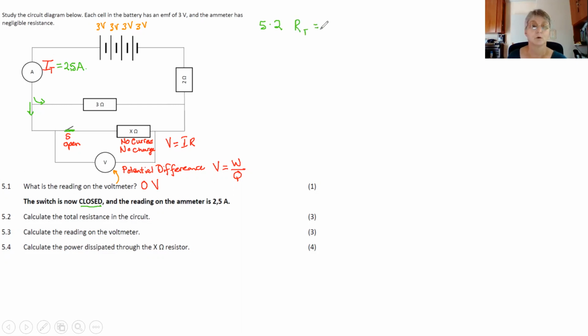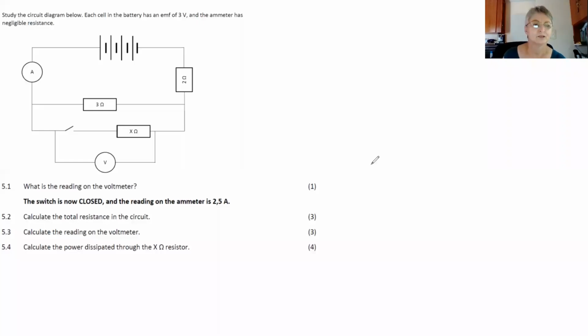So for question 5.2, we need the total resistance in the circuit. Now, more than one path to take. If we've got the total voltage, we could divide it by the total current. So we need to calculate the total resistance.